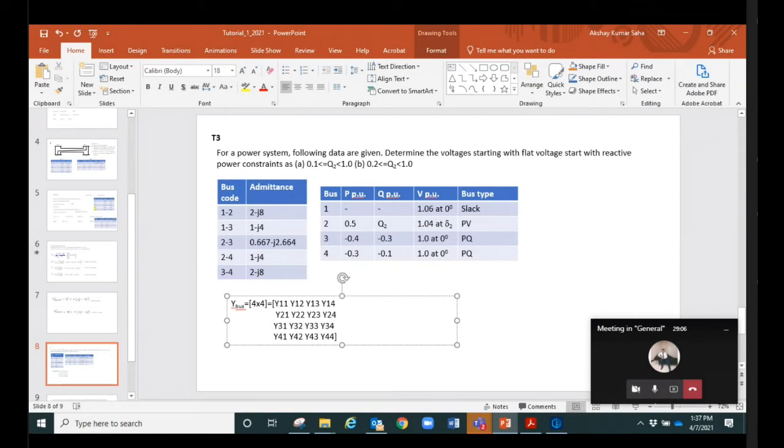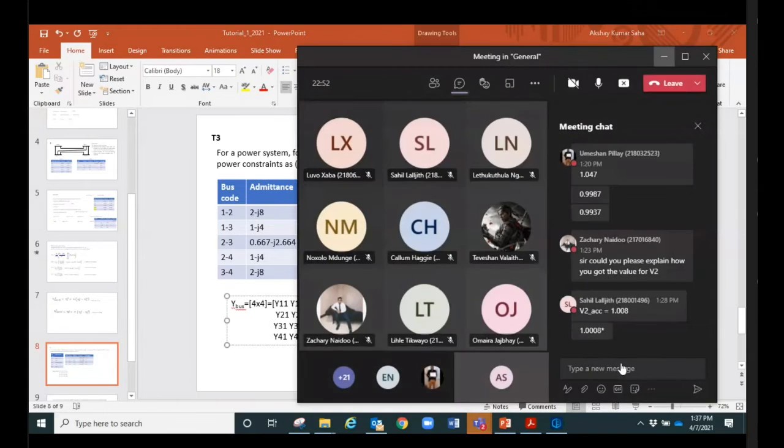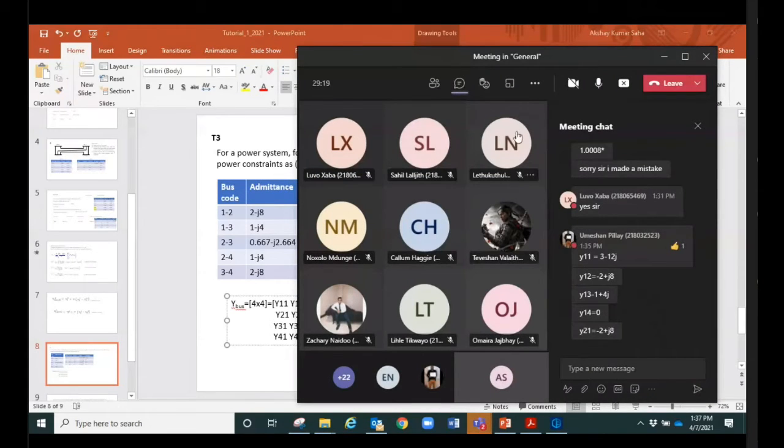Who has the value of anything? So it's in the chat. Y11 is, yes, I saw it. Thank you very much. So Y11 is 3 minus J12, which is correct according to my answer. Y12 is also correct, minus 2 plus J8. Y13 is minus 1 plus J4, which is correct. Y14 is 0, which is also correct. Y21 is equal to Y12, which is also correct. But we did not have to calculate it if you have taken note of it. That's correct. All these 5 values.